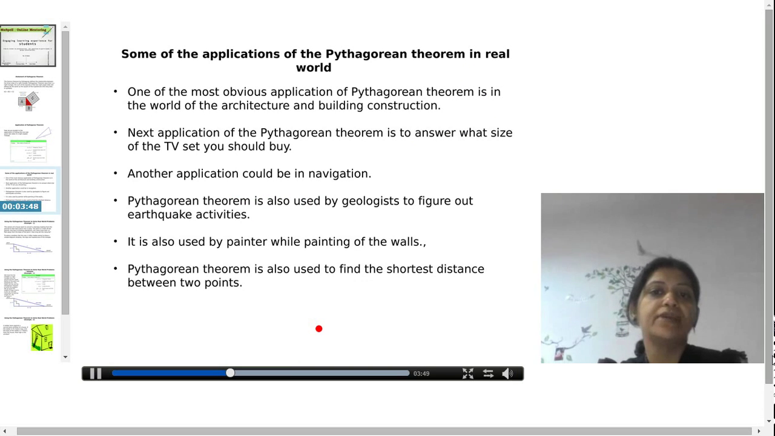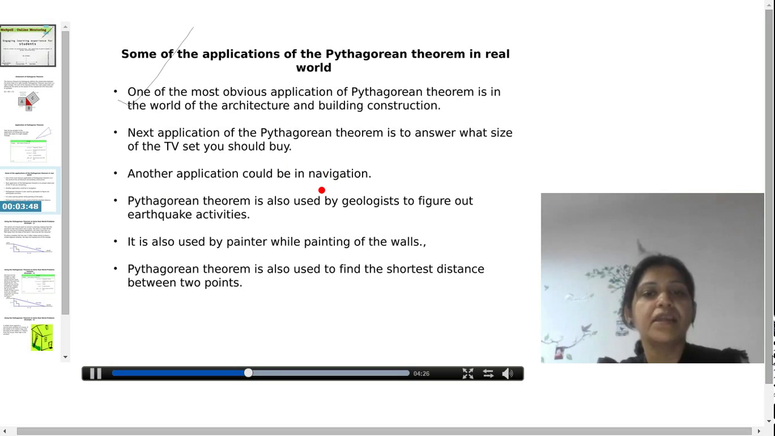So let us go straight to the applications of the Pythagorean theorem in the real world. One of the most obvious applications is in architecture and building construction. The next application is to answer what size of TV set you should buy. It helps in deciding the TV set you should buy, because if we know the screen's length, then we can find the size of the TV set.